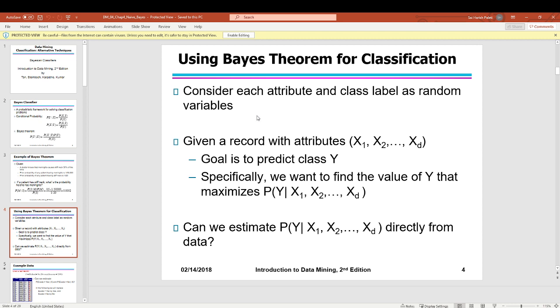Now we will consider each attribute and each class label as a random variable. Given a record with attributes x1, x2, up to xd, these are called the features, and our goal is to predict the class y. So which class does the input belong to? For example, true or false, or yes or no. Specifically, we want to find the value of y that maximizes the probability for a given class. For example, if we want to classify the given input example as true, then the probability of true should be greater than the probability of no, as much as it can.